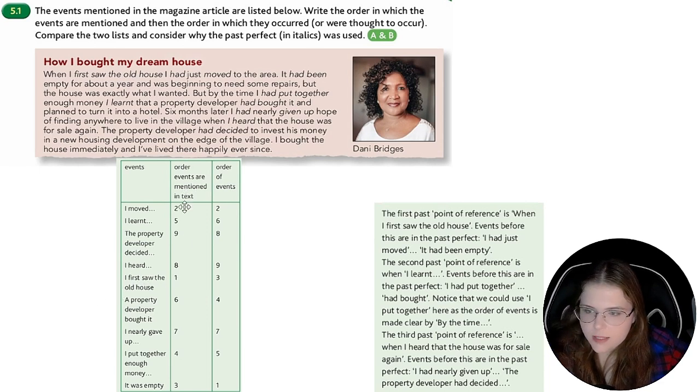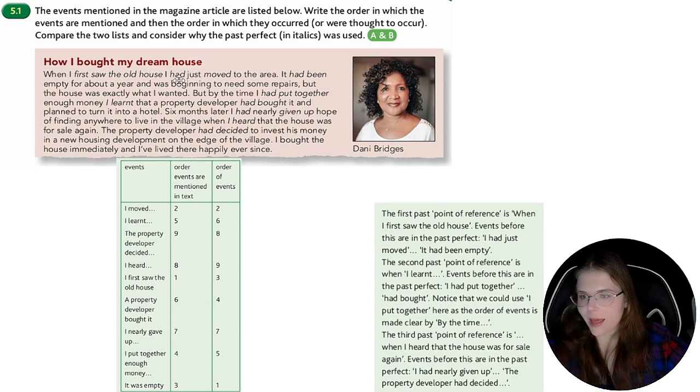in the order the events are mentioned in the text, it was the first one. I had just moved to the area. I moved, the second. It had been empty for about a year and was beginning to need some repairs, but the house was exactly what I wanted. It was empty. It had been empty for about a year.